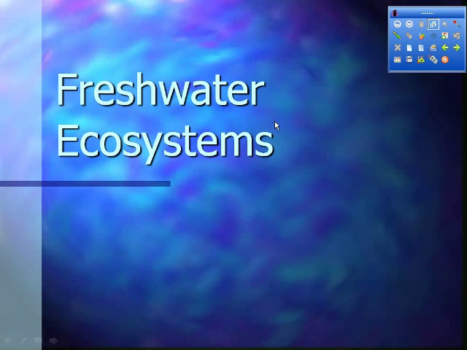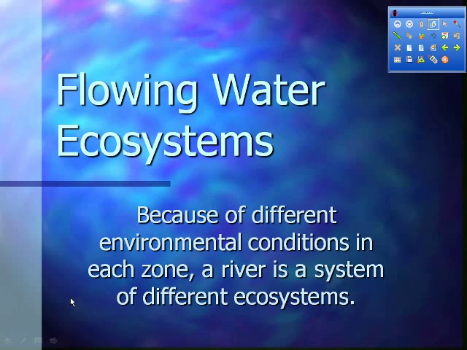Okay, so moving into freshwater ecosystems, we're going to talk about all the aquatic stuff first, and then we'll do the marine stuff in the next video. So the aquatic stuff, we're going to start with moving water ecosystems. And the moving water ecosystem is like a river.